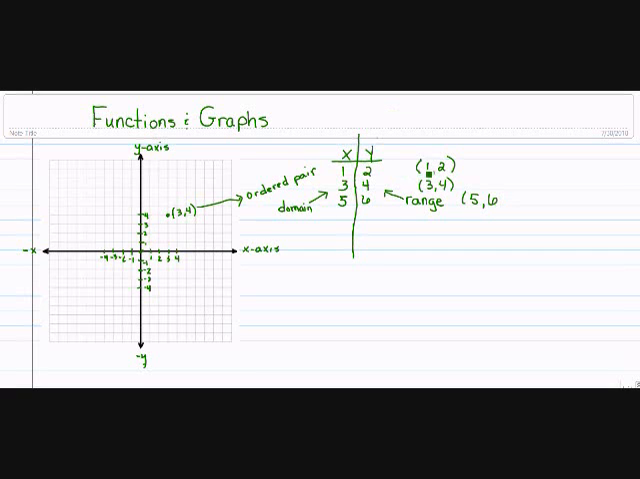If I were to graph 1, 2, I'd go over 1, up 2. 3, 4, I'd go over 3, up 1, 2, 3, 4. We already have that. And for 5, 6, I'd go over 5 on the x-axis and up 6. And that would be my 5, 6.